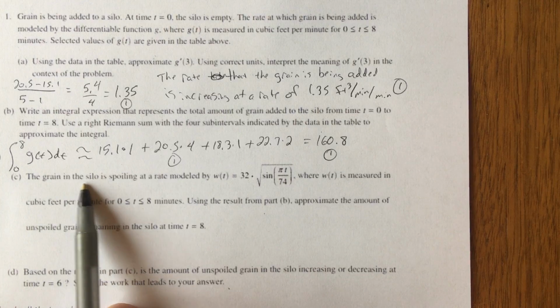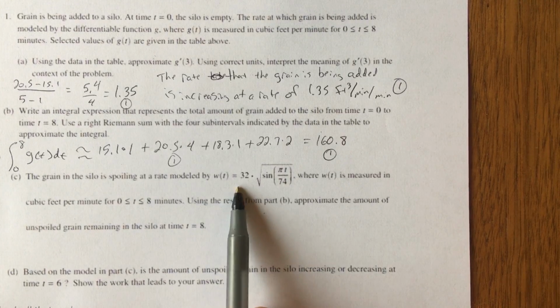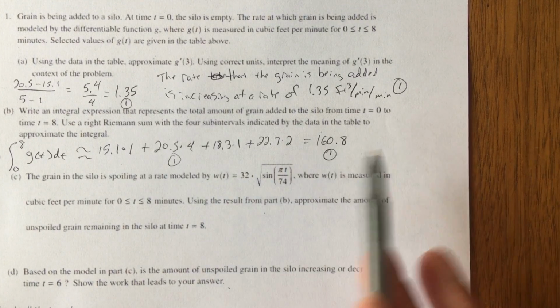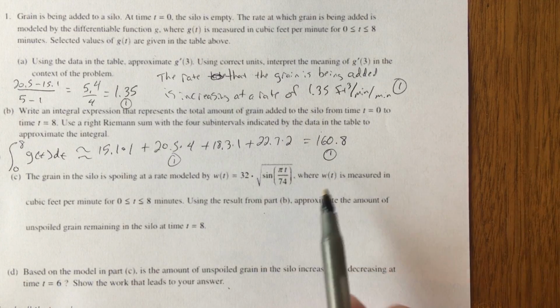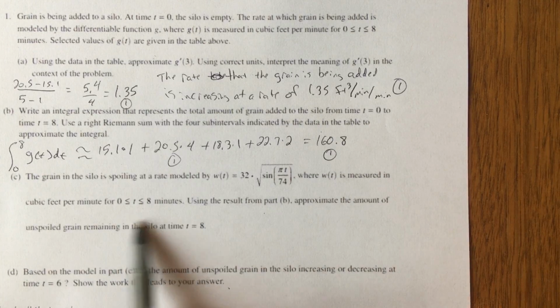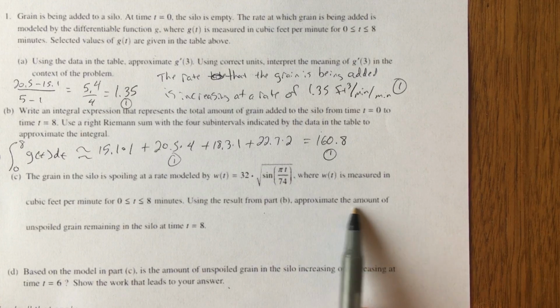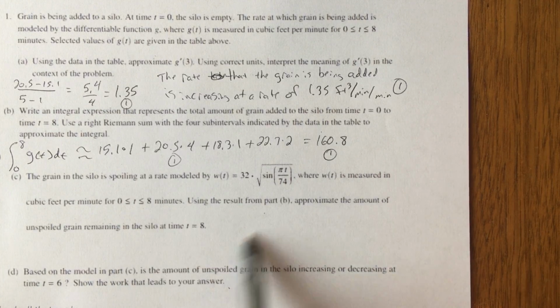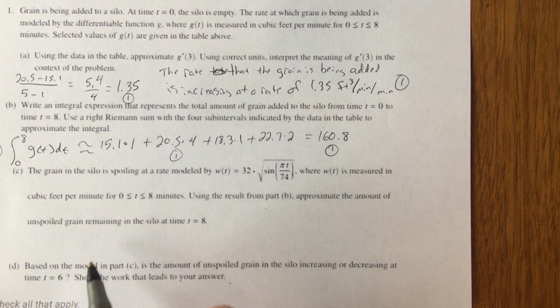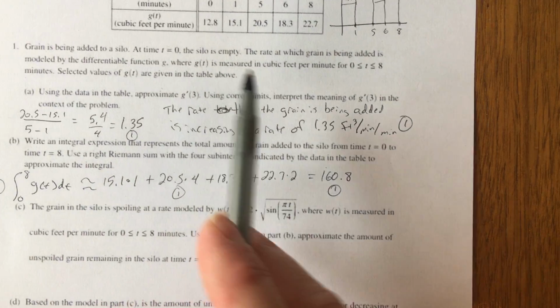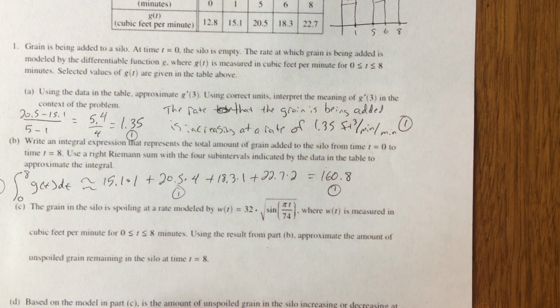C says the grain in the silo is spoiling at a rate of this. So this is how much it's spoiling or leaving, right? Where W of t is measured in cubic feet. Use the result from B, approximate the amount of unspoiled grain. So this is one of your total amounts. So what we normally do is grab the initial amount, but it was empty to start with, so we don't have to worry about that.